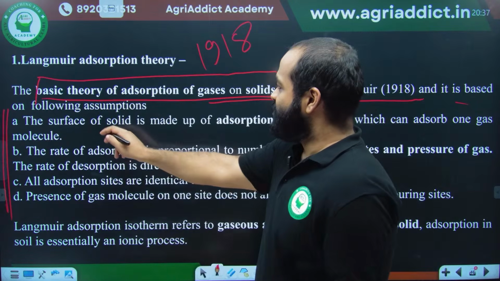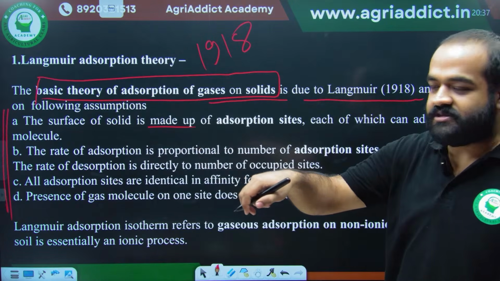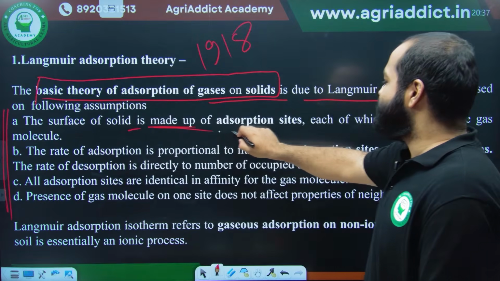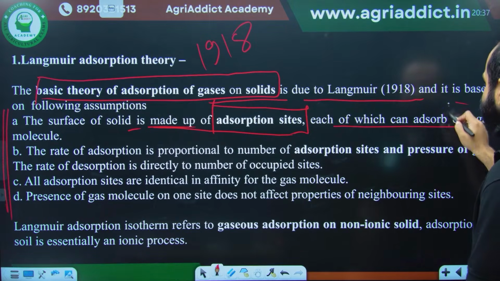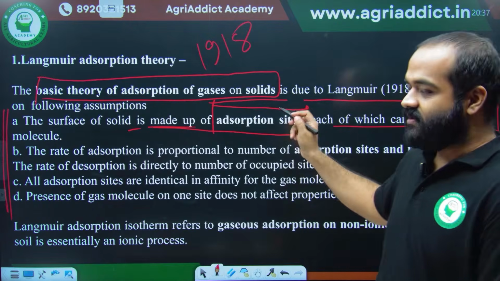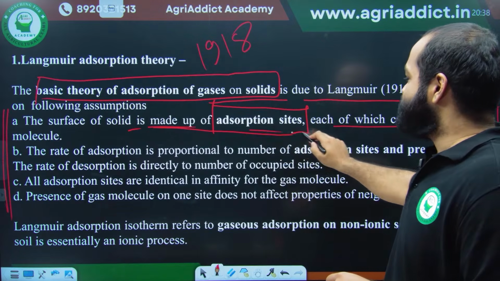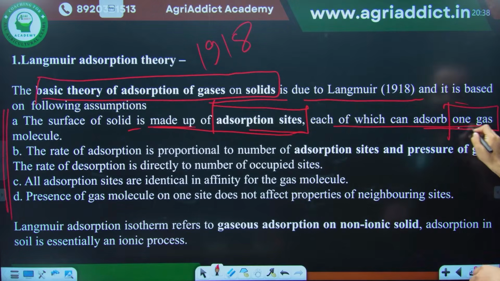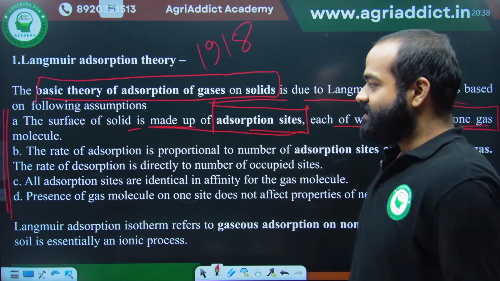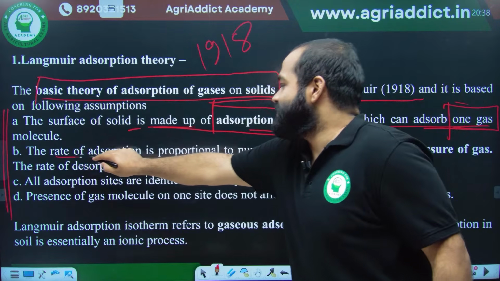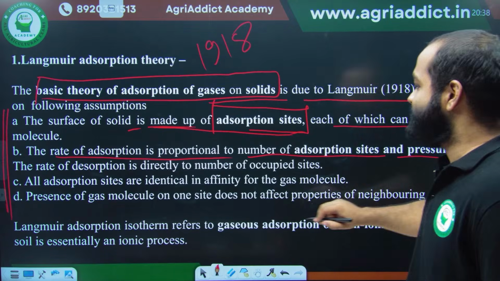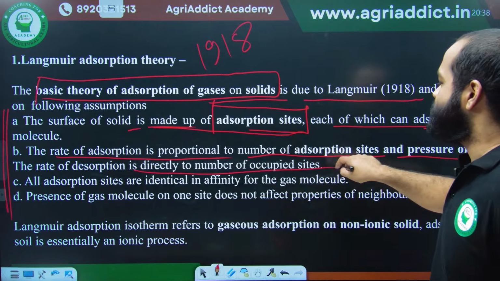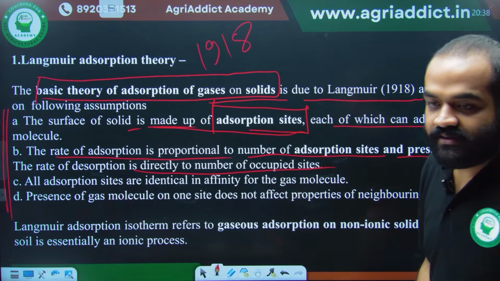All right, so इसका जो assumption है, assumption क्या बोल रहा है? Surface of solid is made up of different adsorption sites, each of which can adsorb exactly one gas molecule. यहाँ का keyword यही है, adsorption site होता है and each can adsorb only one gas molecule. Second क्या है? Second is very easy. Rate of adsorption is proportional to the number of adsorption sites and pressure of gas. The rate of desorption is directly proportional to the number of occupied sites. This is very easy.